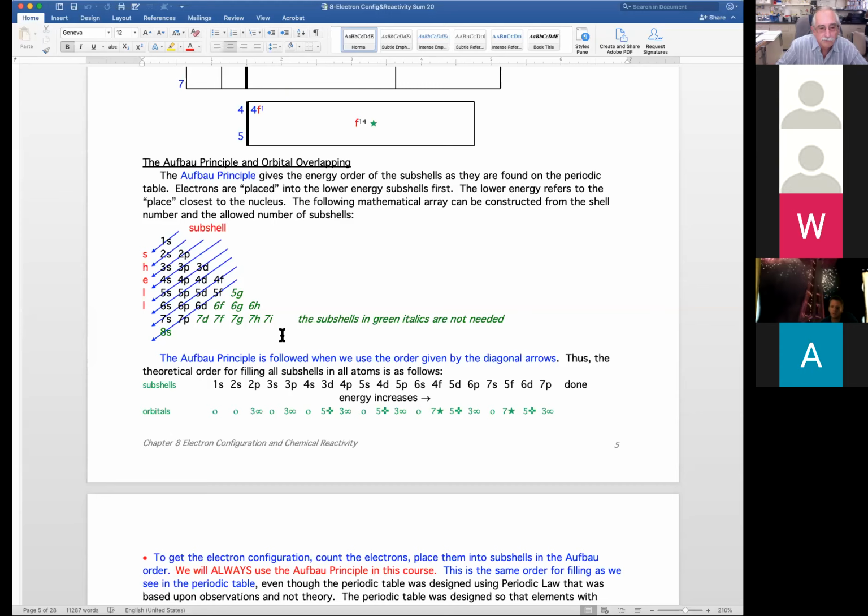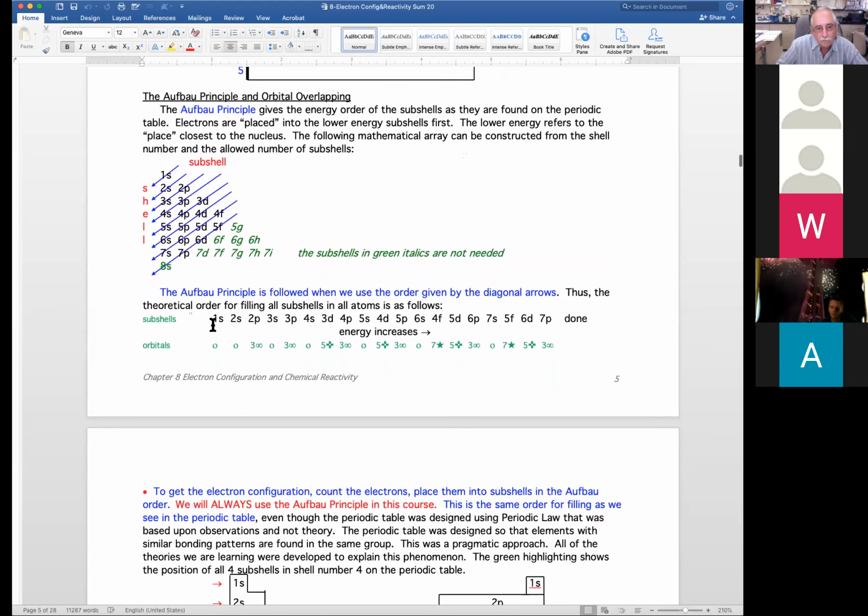So what comes first? 1s, and then 2s, and then 2p, right? Then 3s, and then 3p, 4s, and then 3d. So notice I get this order, and that's the order of energy. Energy increases going this way. Make sense so far?